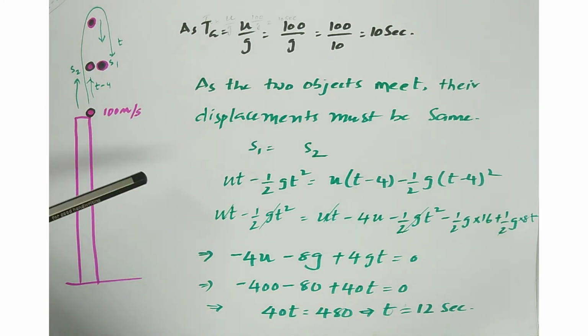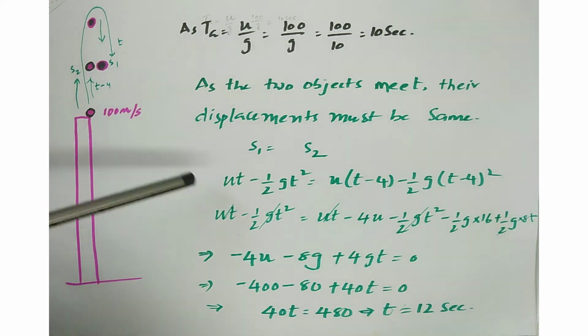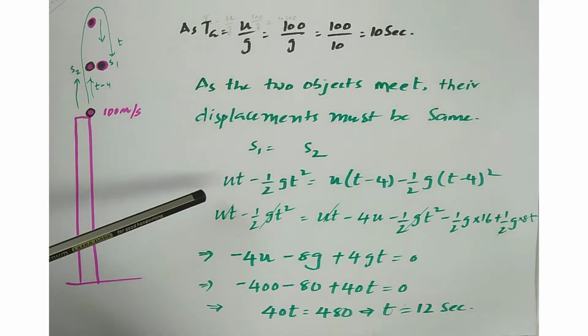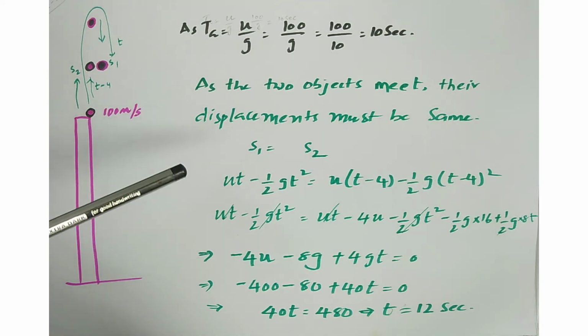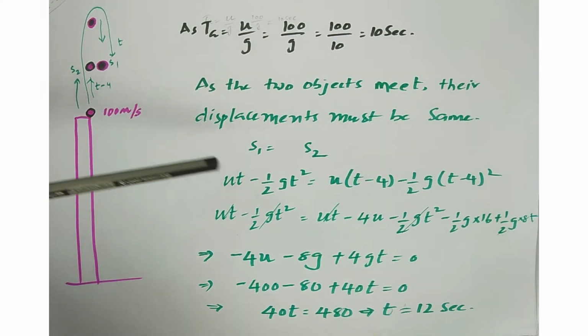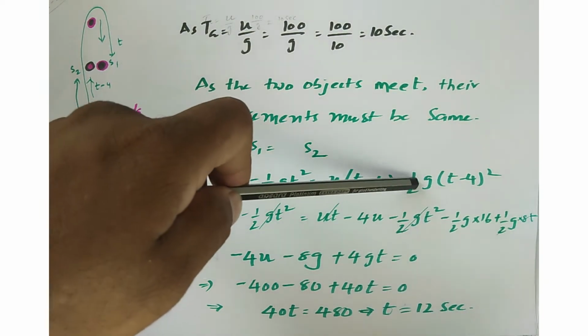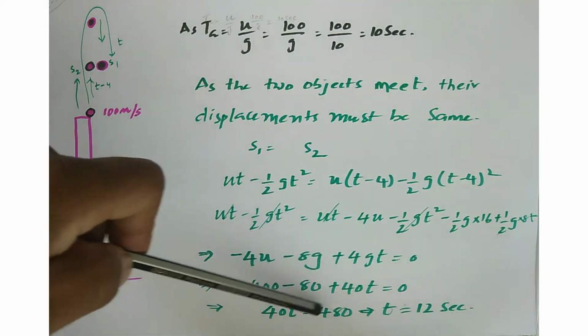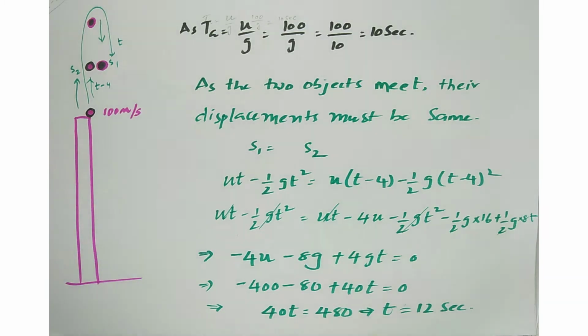So S1 equal to S2. S1 equal to u into t minus half into g into t square, for the first body if the time is taken as t. For the second body, as it is thrown 4 seconds later, the time taken by the second body is t minus 4. That's why it is u into t minus 4 minus half into g into t minus 4 whole square. Upon simplifying, you will get t equal to 12 seconds.